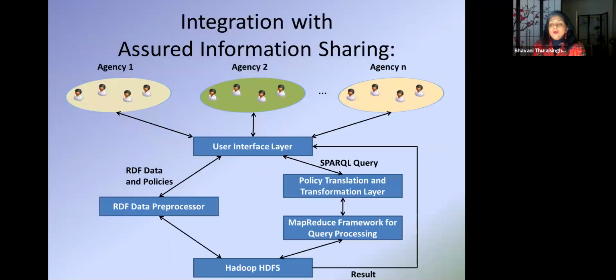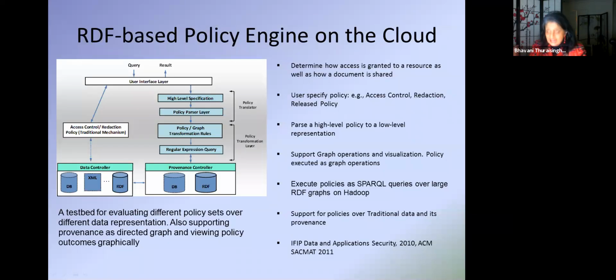Then this was our big debut with the integration with assured information sharing. So multiple clouds, it could be in London, it could be in Dallas, it could be in Italy. And so we had multiple agencies, and typically we said London, Dallas, and Italy, or Dallas, London, and Italy. So everything was in RDF, right? This was our policy engine, data engine, the whole lot.